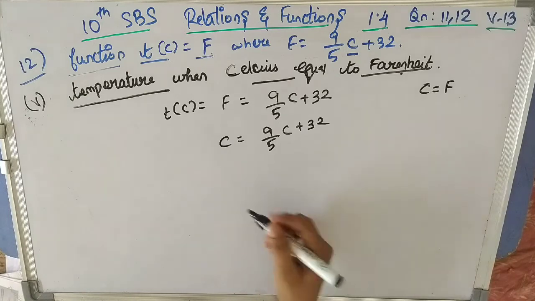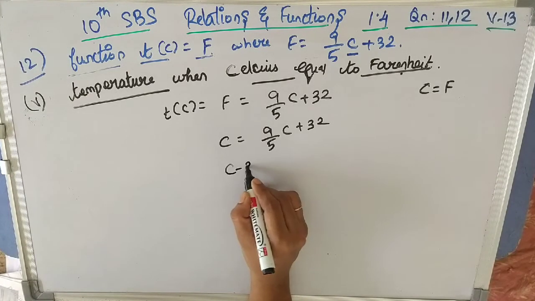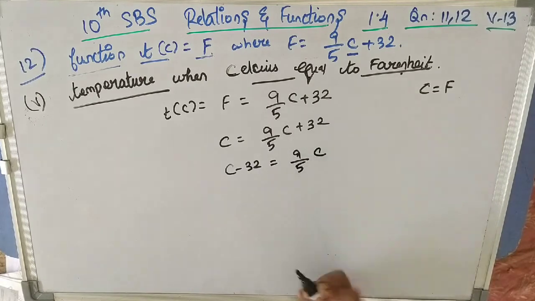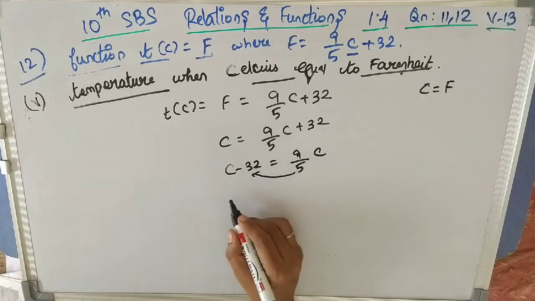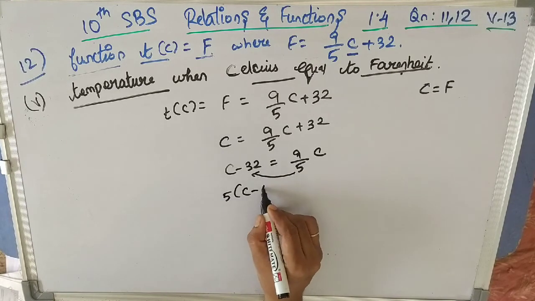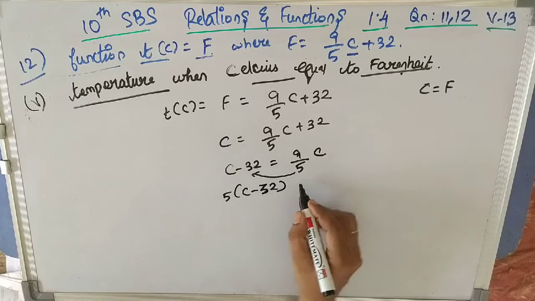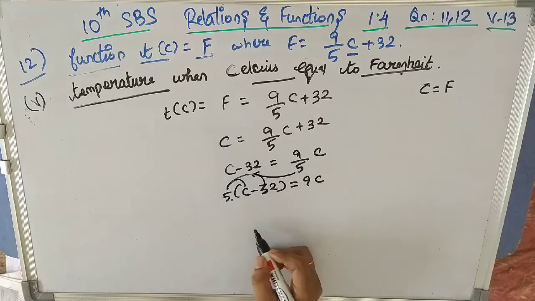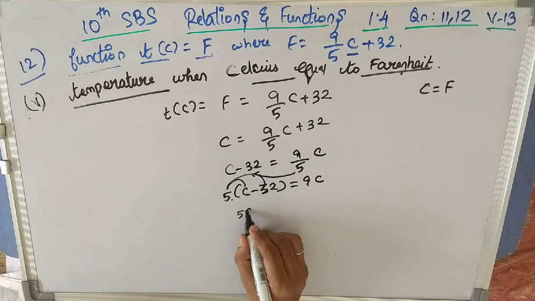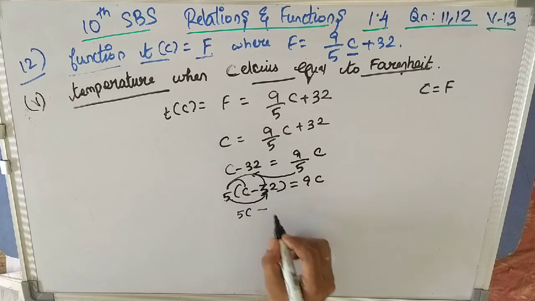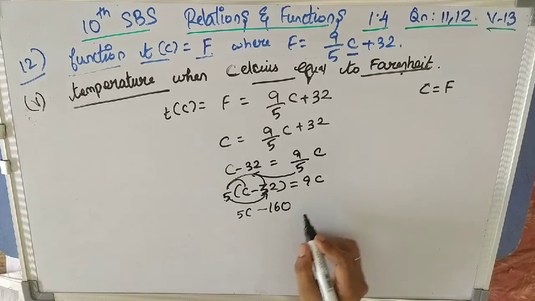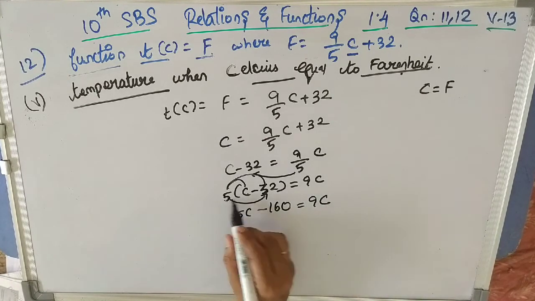Correct? Now, I am taking the 32 to the other side. So, C minus 32 is equal to 9 by 5 C. Okay? So, I am taking the 5 to the other side, so it goes to the numerator. So, 5 into C minus 32 is equal to 9C. I am multiplying 5 with C and 5 with 32. Okay? 5 into C is 5C minus 5 into 32 is 160, that is equal to 9C.